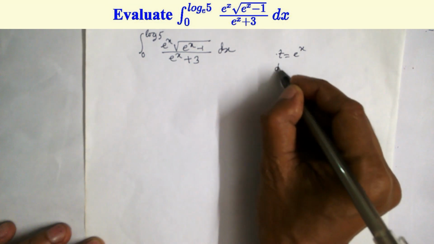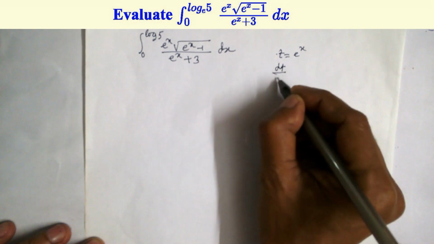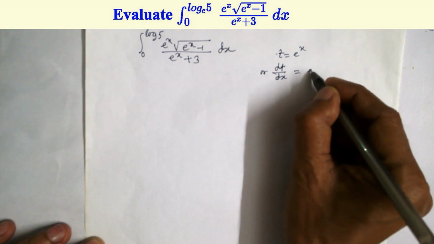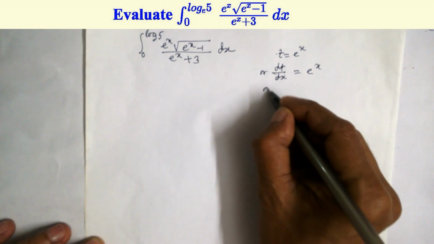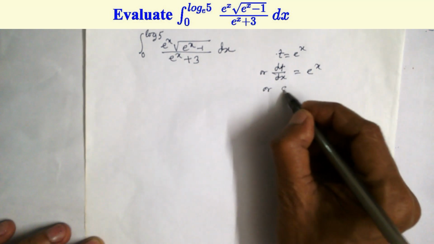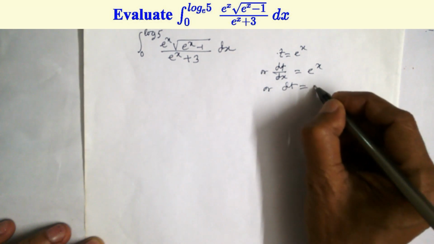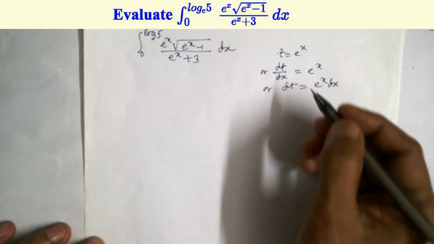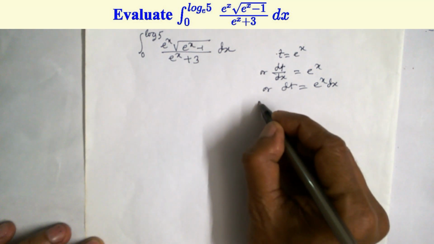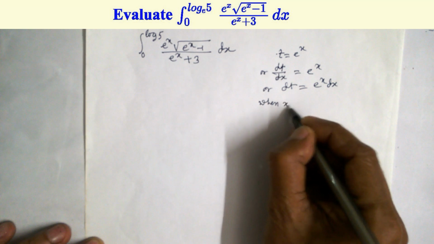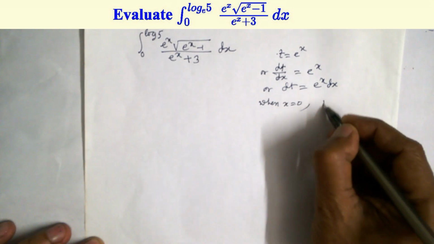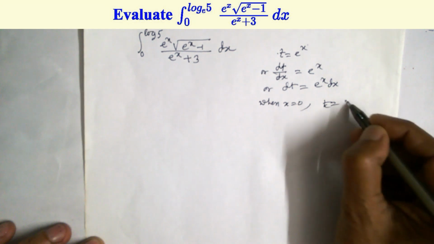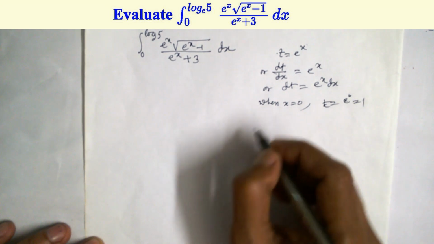Now differentiate this with respect to x: dt by dx is equal to e to the power x. So dt is equal to e to the power x dx. Now change the limits. When x is 0, t is e to the power 0, that is equal to 1.